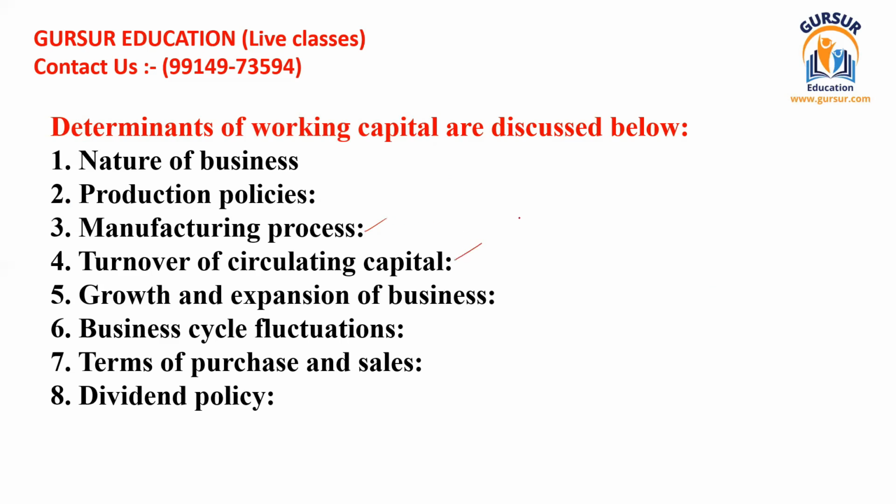Then turnover of circulating capital. Circulating capital means the capital which is revolving. Okay, same example I have given you. First of all, you have cash, then you have inventories, then you have sales, you have bills receivable. So on the basis of that, you can calculate that if your turnover is huge, you may be requiring a higher level of working capital.